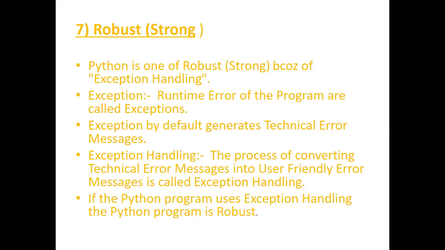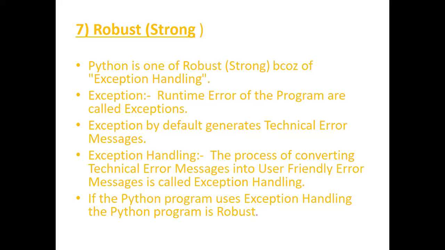And why is it easy to manage? Because exceptions by default generate technical error messages, right? The end user will be unable to understand those. Converting those exceptions into user-friendly error messages is known as exception handling. Once we run the program and get errors, it will definitely generate technical error messages. Converting those technical error messages into user-friendly error messages is known as exception handling.